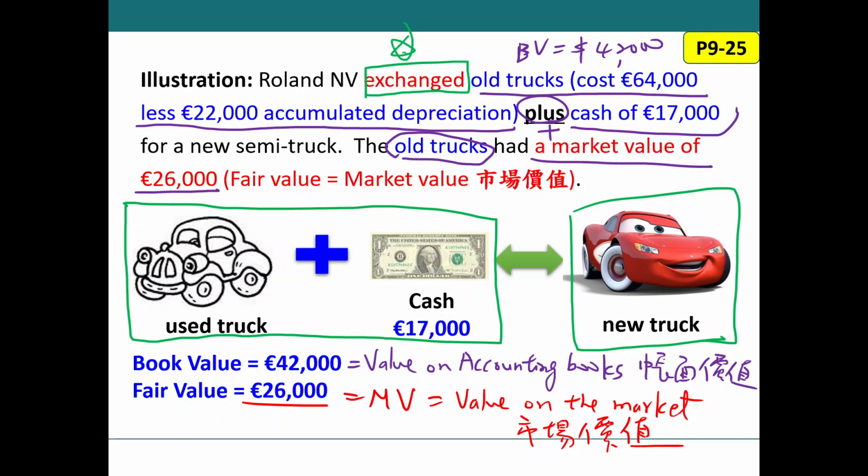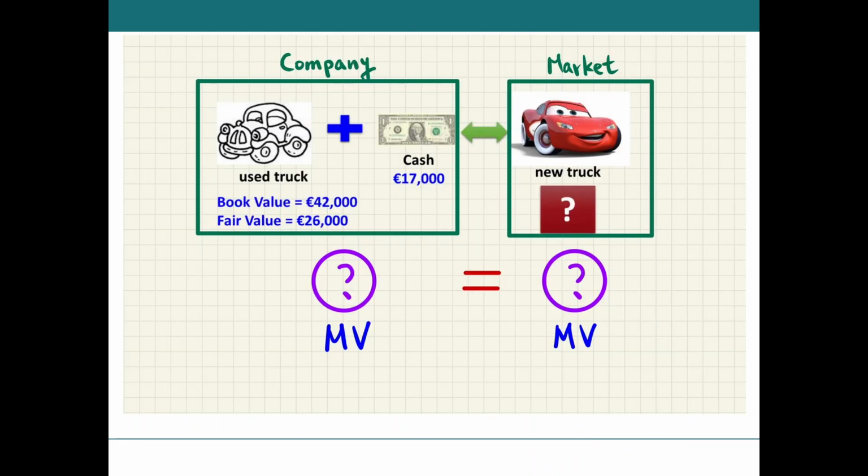if you want to exchange for a new car, the person who has the new car will accept your old truck and cash only when they think the values are the same, right? So the values are the same from the market. So what's your new car's value? Only when both of them, the values are the same, right? From the market side.